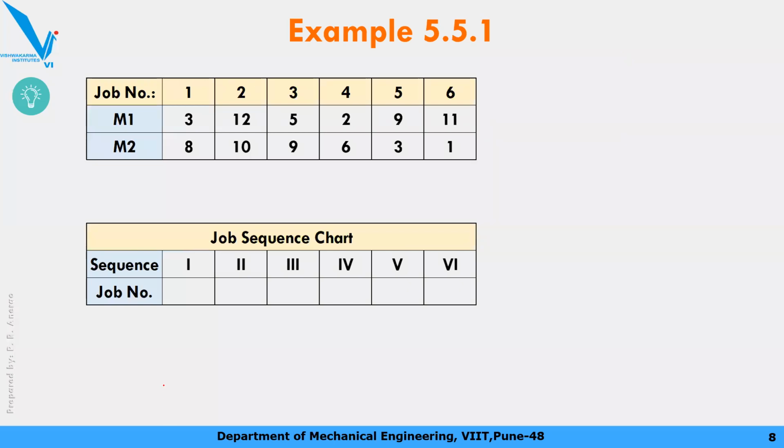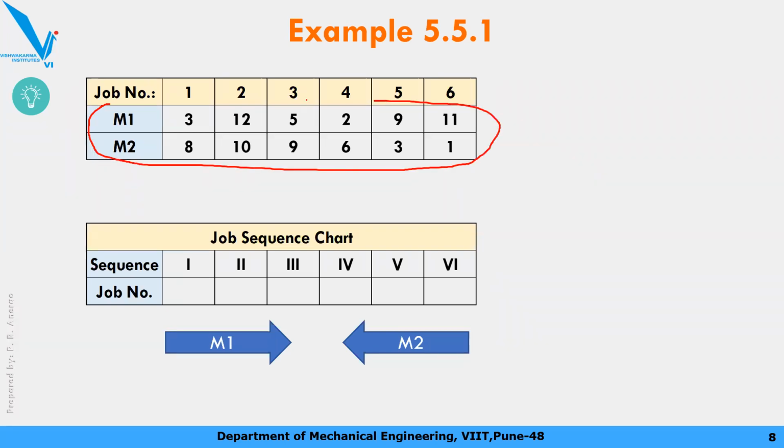Okay, so in this job chart we need to assign job numbers in which sequence. Now when we assign the sequence, remember this: in a job sequence chart, from left to right we consider machine 1, and from right to left we consider machine 2. Okay, so if we look at these numbers, find the least processing time.